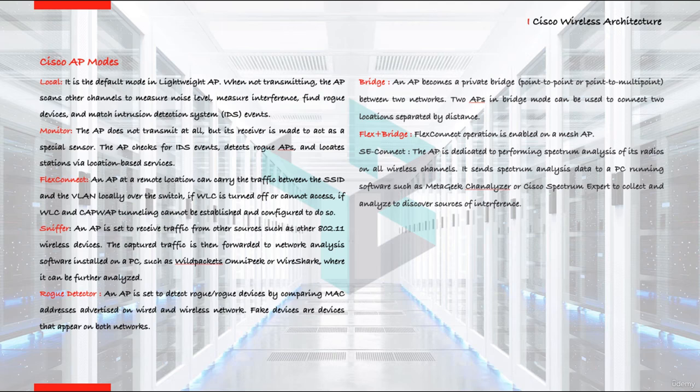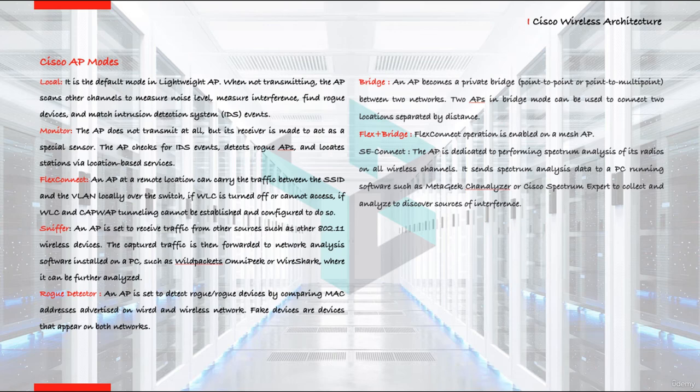In monitor mode, the access point does not transmit at all, but allows its receiver to function as a special sensor. In FlexConnect, a CAPWAP tunnel cannot be established if an access point cannot access the wireless LAN controller in a remote location, so this access point must set the mode to FlexConnect. If configured as such, it can natively move traffic between the SSID and the VLAN through the switch.